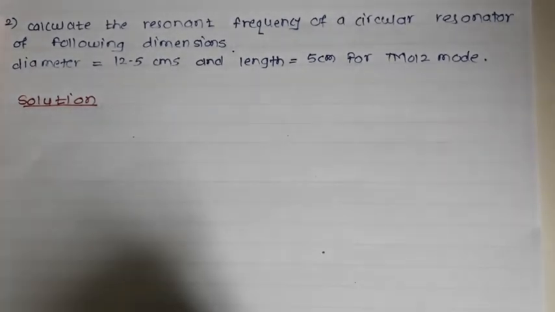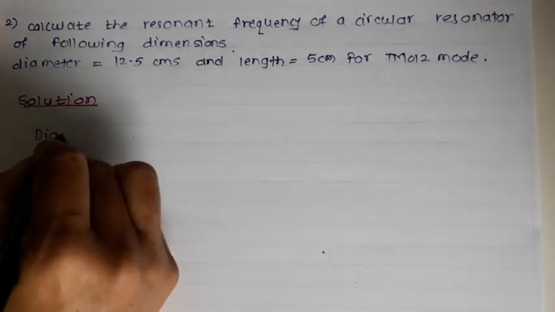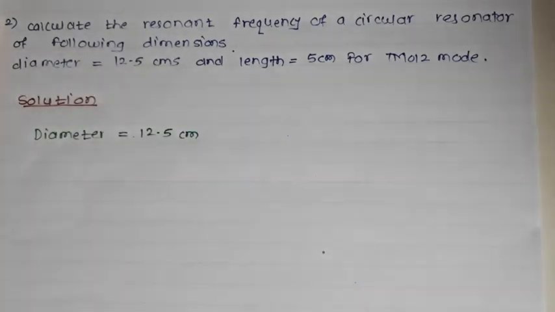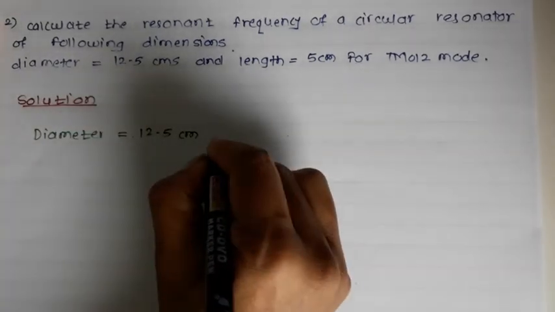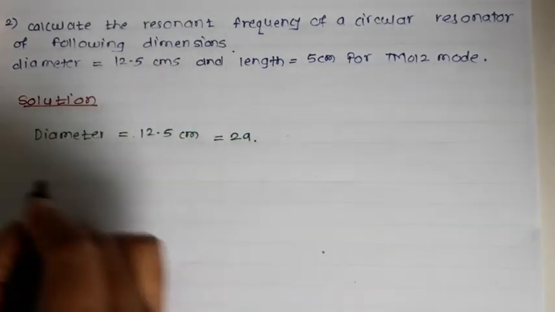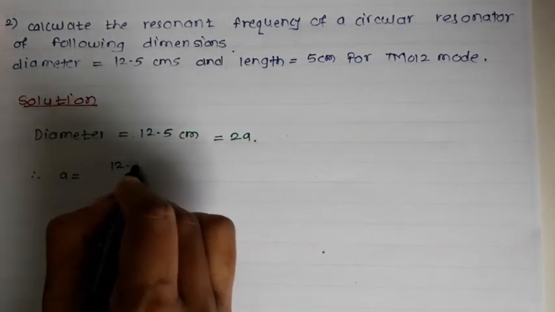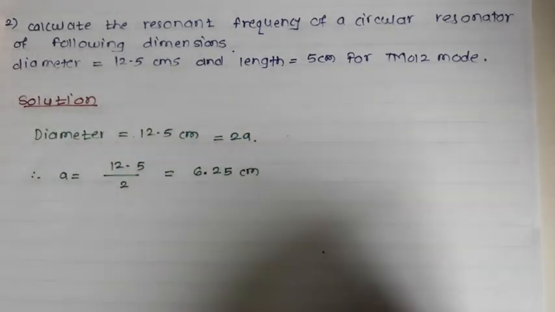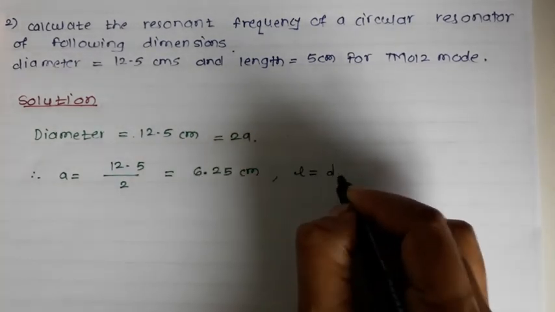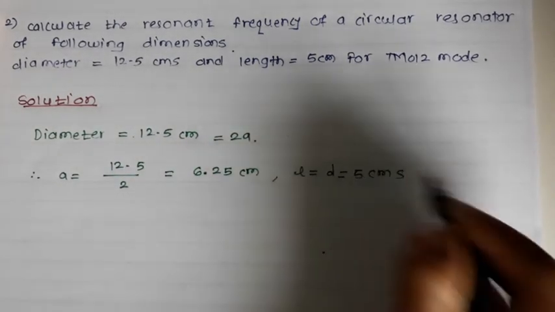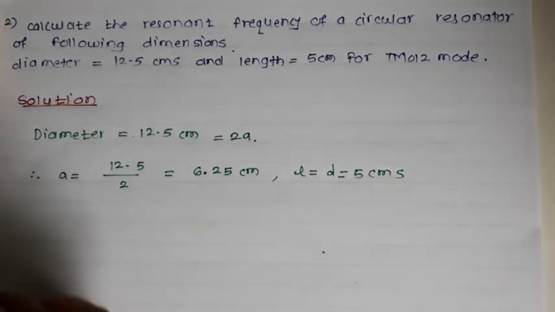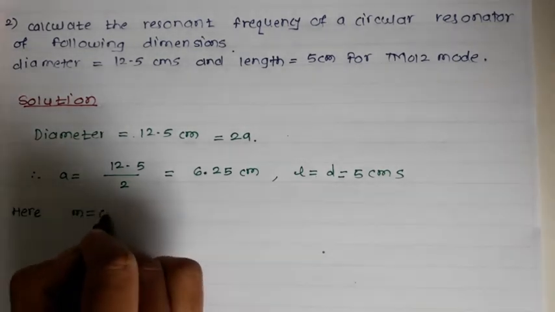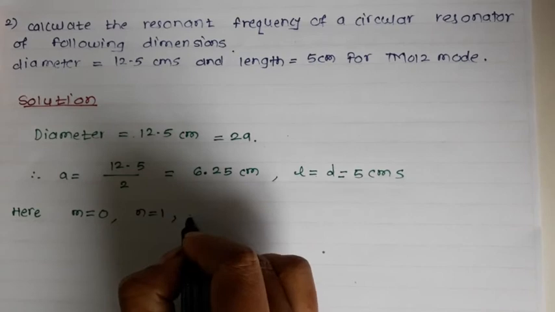Now here the diameter is given, that is 12.5 centimeters. The diameter is twice the radius, so I can calculate the radius. A is equal to 12.5 divided by 2, which is 6.25 centimeters. Now the length is given, so D is 5 centimeters. The mode is also given, 0 1 2, so M is equal to 0, N is equal to 1 and P is equal to 2.